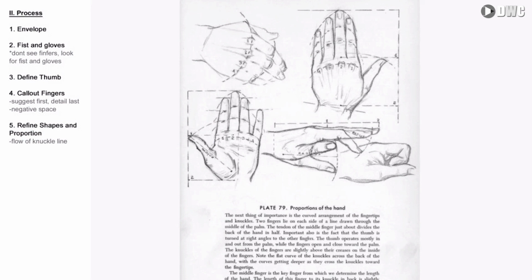You know, we want the naturalism, so our hands have to follow some proportional laws or rules. This image here is from Andrew Loomis' book, Head and Hands. Comment below if you have this book. It's a wonderful book. And this plate is called Proportion of the Hand. The thing I want to call out is the line of the knuckles.